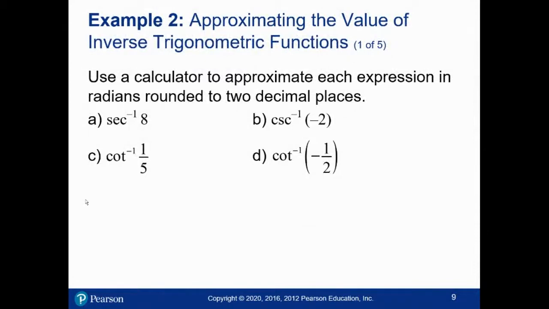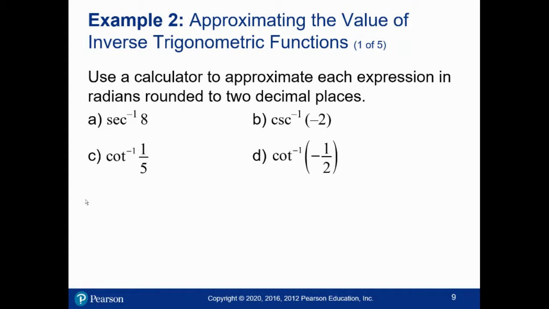Can we approximate these values? And again, as we saw with arcsine and arccosine, there are some things we can work out exactly, but for a lot of stuff, we're just going to plug it into a calculator. Okay? So arcsecant of 8, arc cotangent of 1/5, arc cosecant of -2, arc cotangent of -1/2. This is really just a matter of plugging it into your calculator. And then be careful if you're in degrees or radians mode.